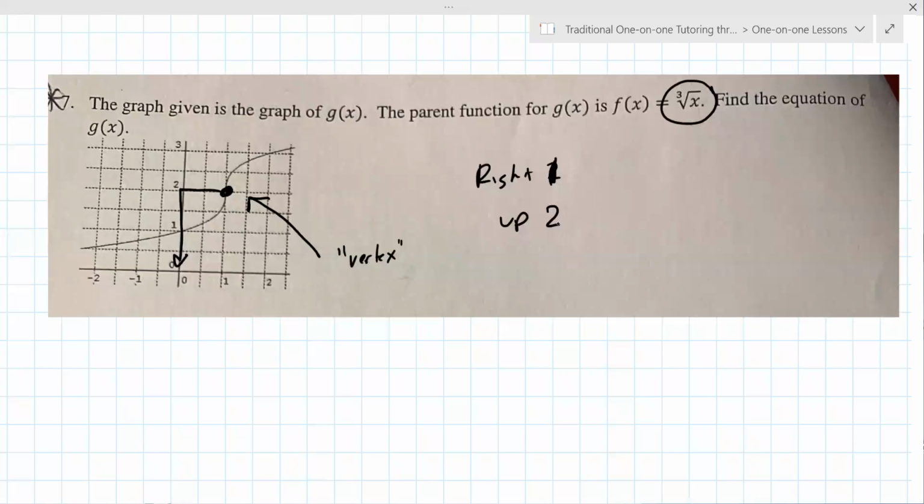Wait, how did you figure that out? Every box is half, not 1. So this middle point here is at 1 comma 2, and that means it's been moved right 1, up 2 from where it's supposed to be. Oh, yeah. Okay.